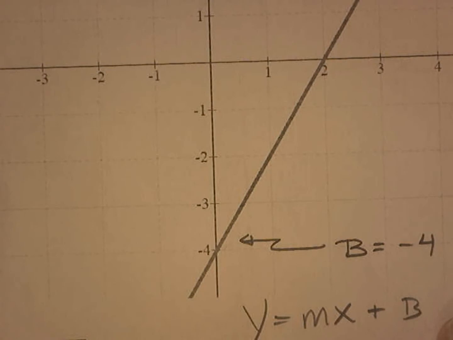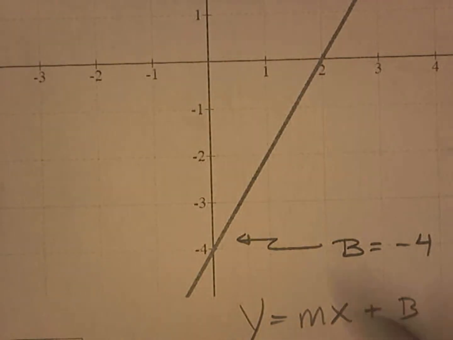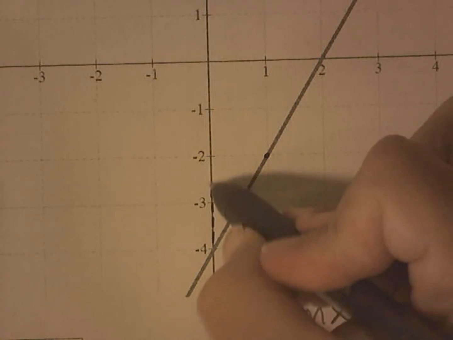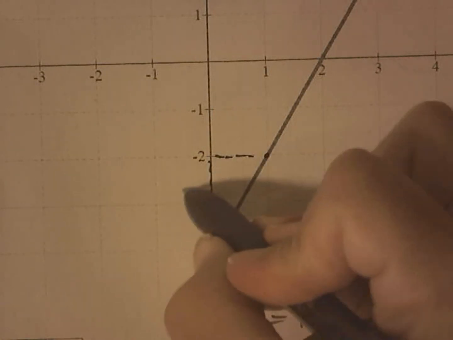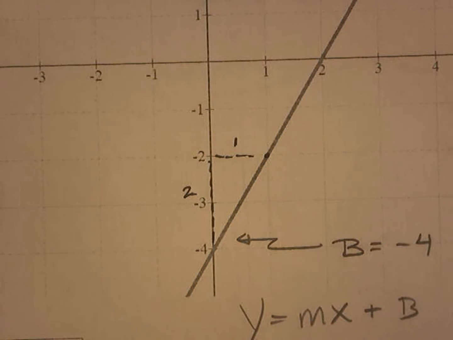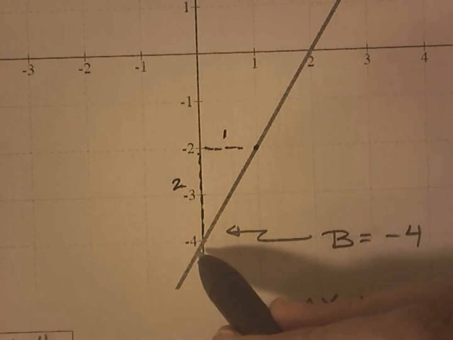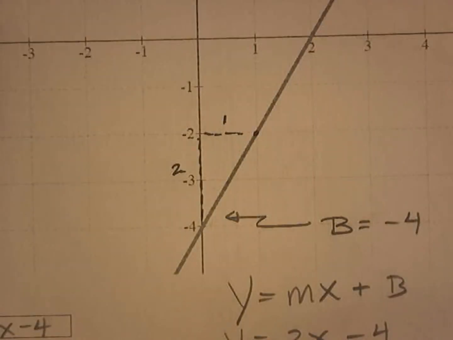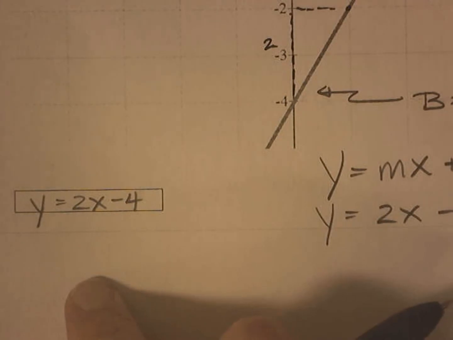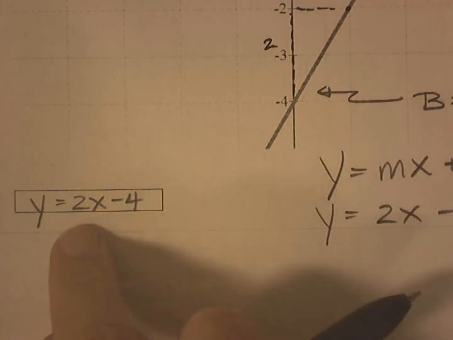Create the slope-intercept equation for this graph. It needs two things. I need my slope and my intercept. So my slope I can see right here. It's got a rise of 2 and a run of 1. So my slope is 2 over 1. And my y-intercept is at negative 4. So I have it as y equals 2 over 1x minus 4, or just 2x minus 4.